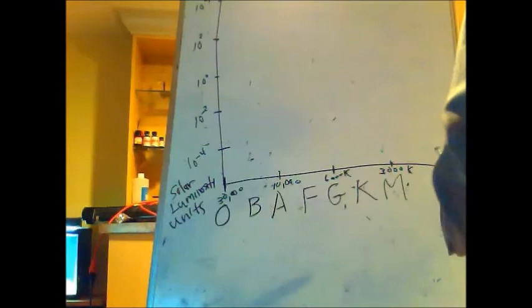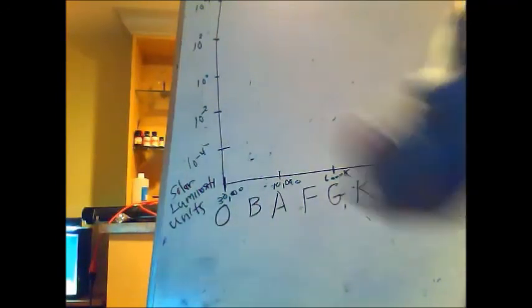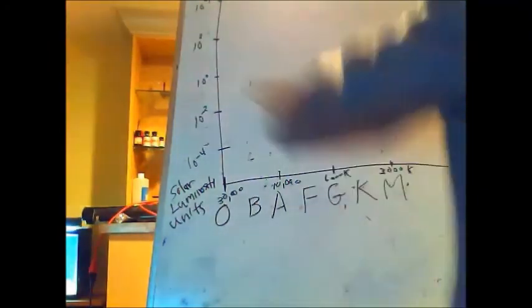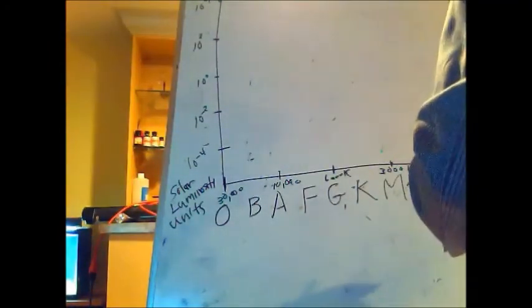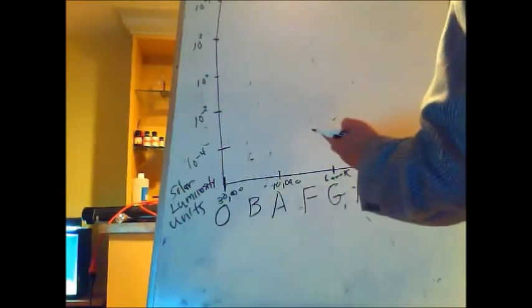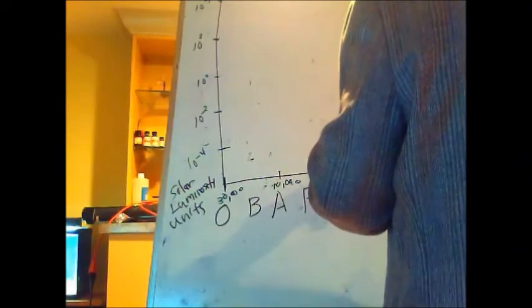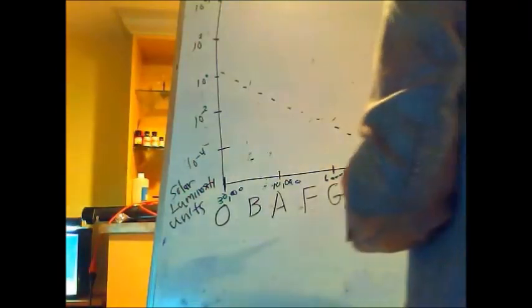And we could have stars that are even hotter than that would go off in this direction. Okay. Now, one other thing that I want to put in is some dotted diagonal lines. These are going to represent the size of the star, the radius of the star, how big the star is. So we have one line that would look sort of like this, and we have a couple parallel lines.